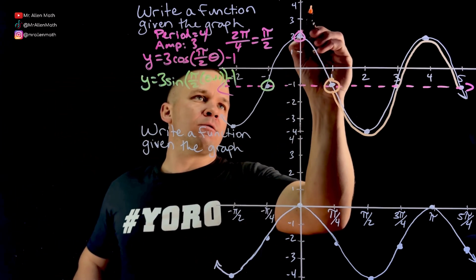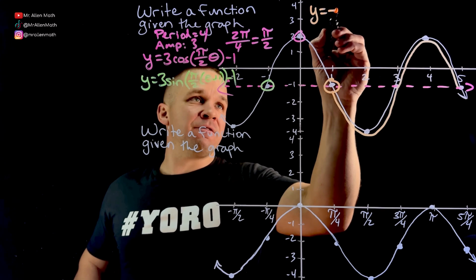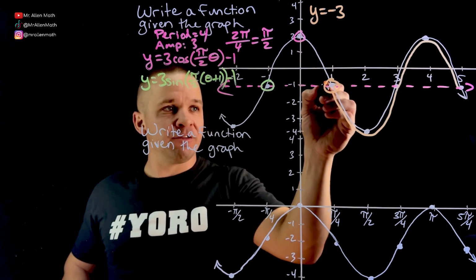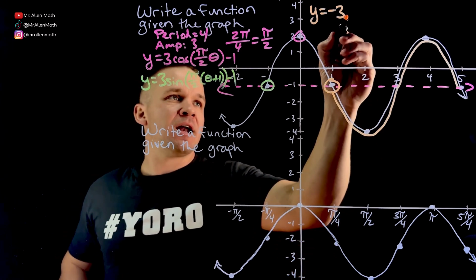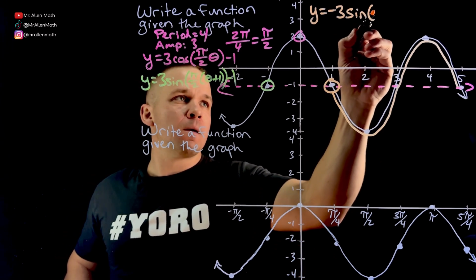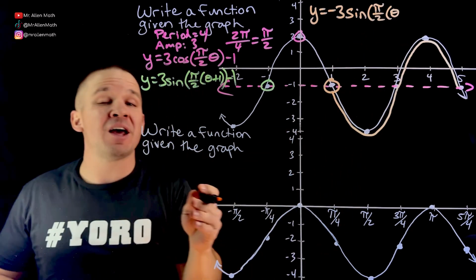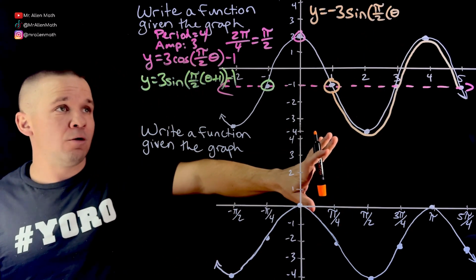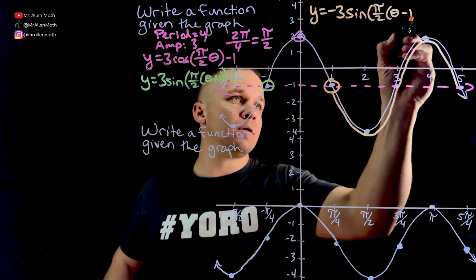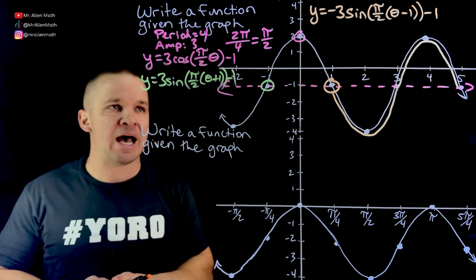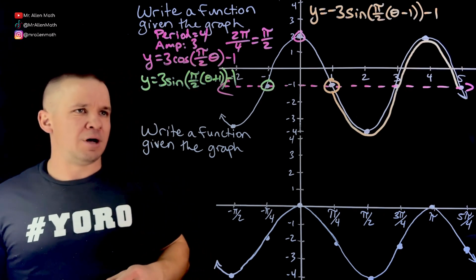So we're going to have y equals -3. So 3 is still my amplitude, all right? But it's negative because it's going down first. Then I have sine. My period multiplier is the same every time. But I do have a phase shift, this time to the right 1. So it's -1. Close them, and then we move down 1 for that midline. So there's that one. Cool. Awesome.